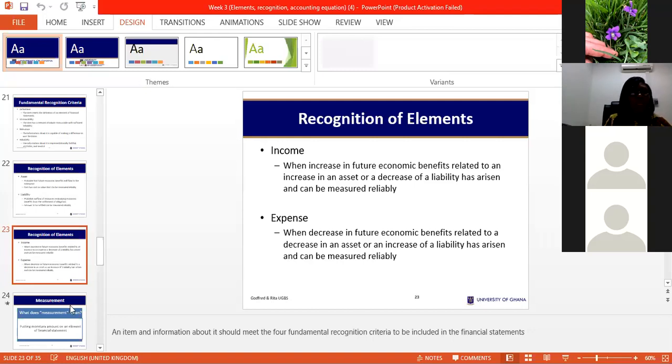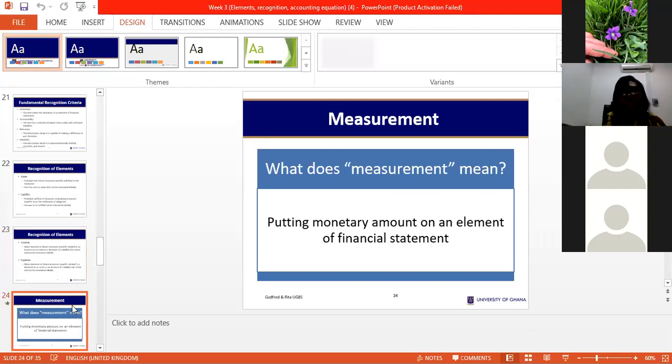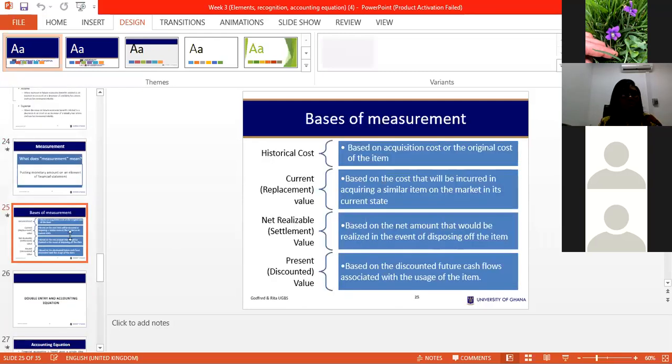Now let's look at how to measure. I've already told you that measurement has to do with monetary value, placing a monetary amount. If you recall the money measurement concept, it requires businesses to put money value on the transactions. So you must put money value on the transactions to be able to record them. What money value can we put on some of the transactions? The first one is the historical cost concept.